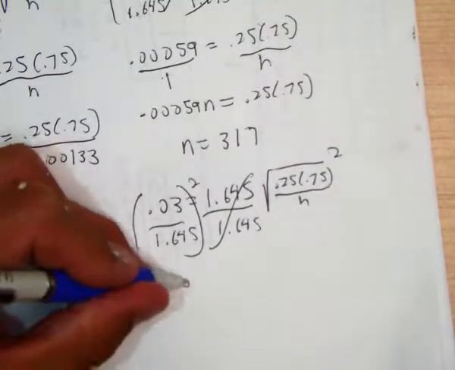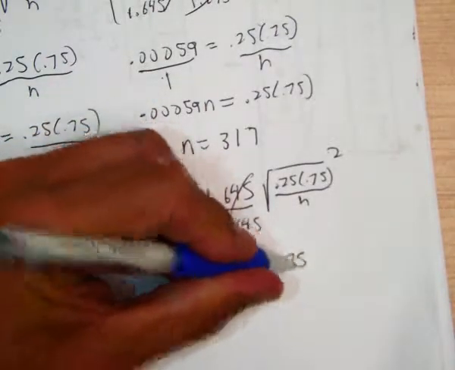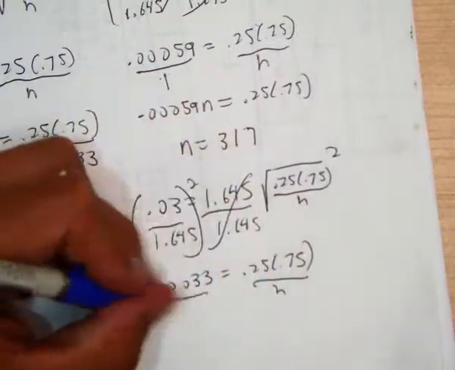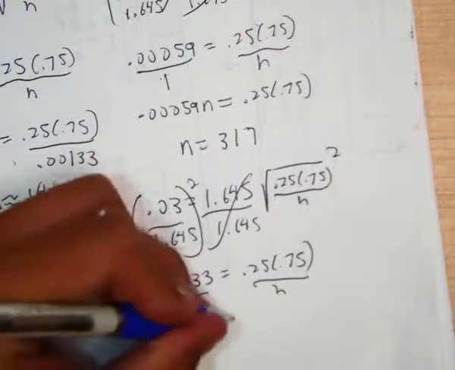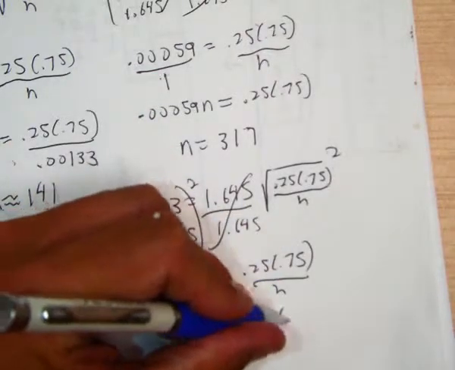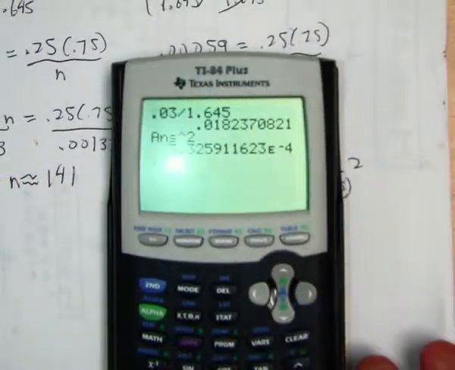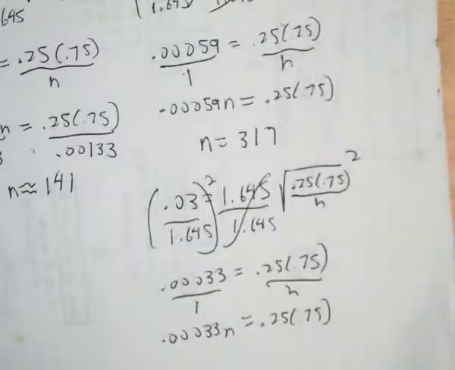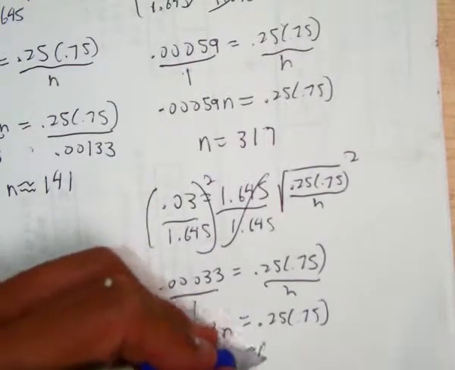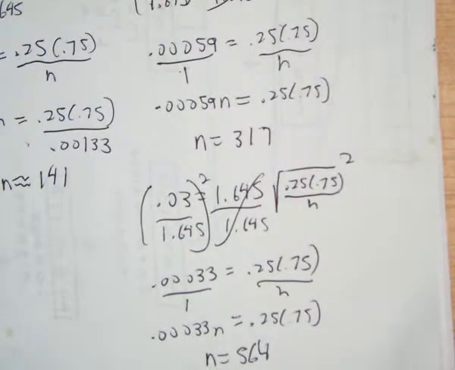So we got 0.00033 equals 0.25 times 0.75 over n. And what are we going to do? We're going to cross multiply. So this becomes this, 1 times that becomes that. And we're just going to do it all in one step on the calculator: 0.25 times 0.75 divided by that answer. We get like 564. So we'd need a sample of about 564 people to get that margin of error.